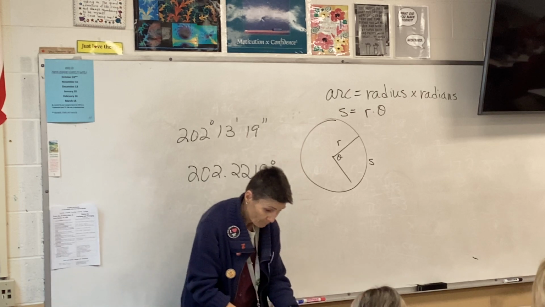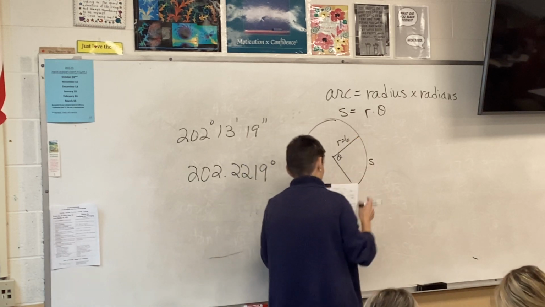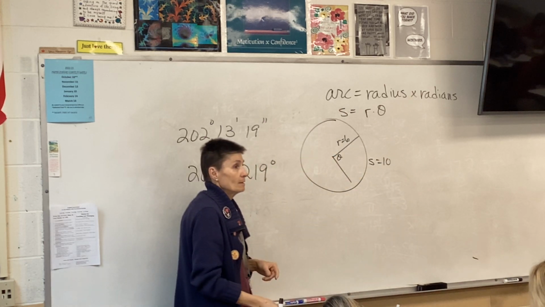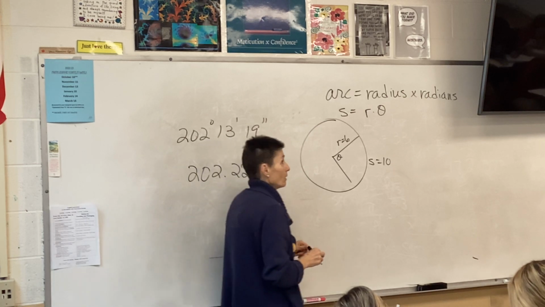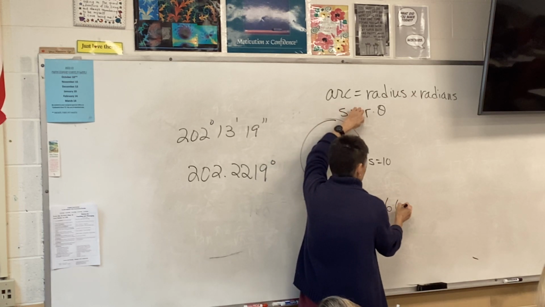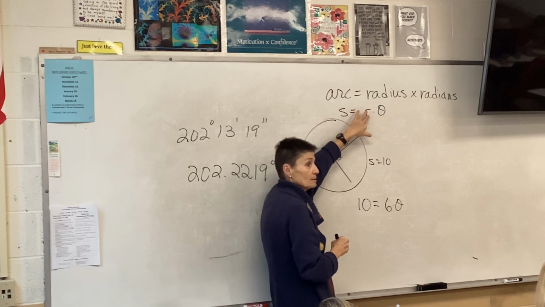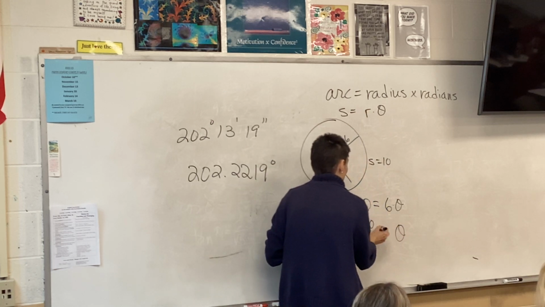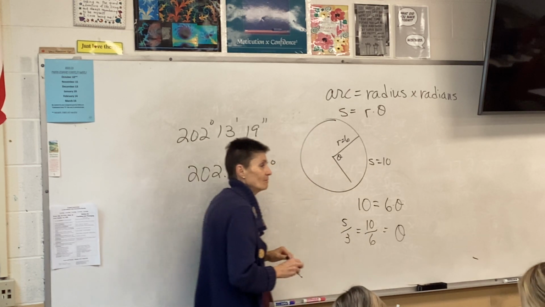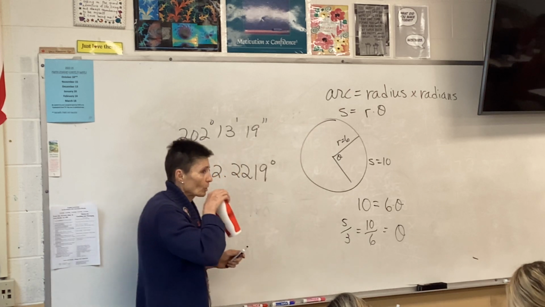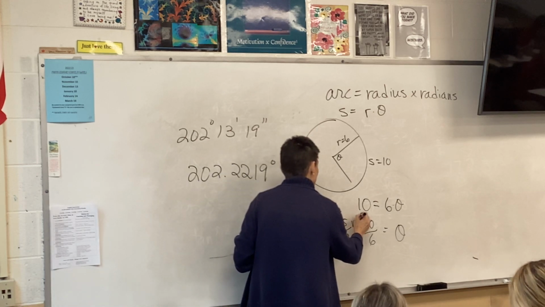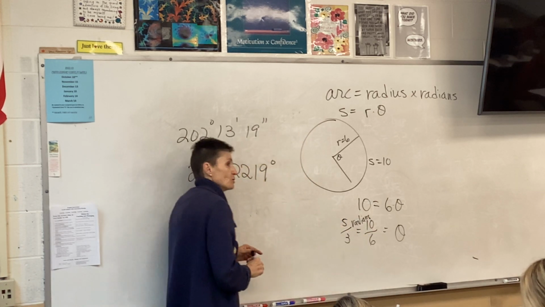All right, so what do I know? I know the radius is 6. I know the arc length is 10. And I need to find the angle. So here I go. Arc length equals radius times radians. So what's theta? 5/3. 5 over 3, right? We're dividing. Divide by 6. Radians. That's the answer to the question. That's all there is to it.